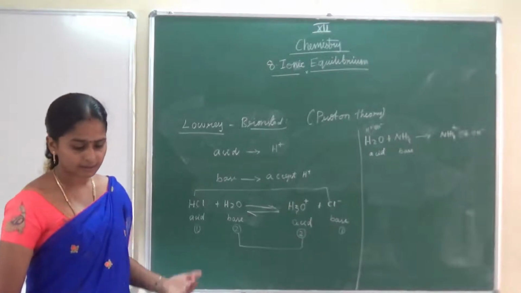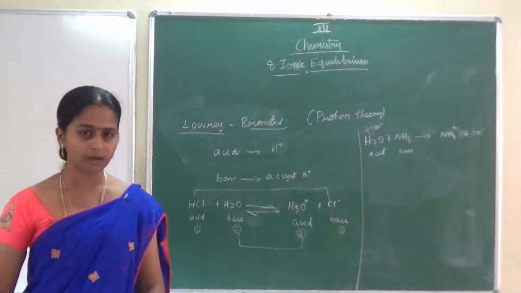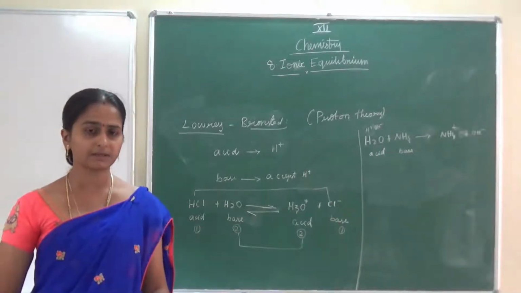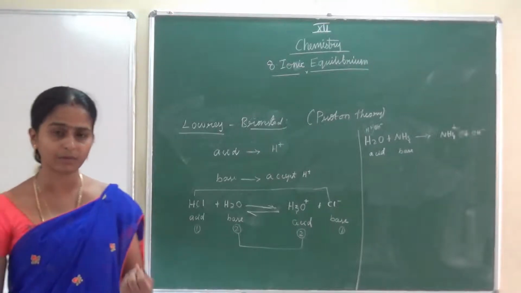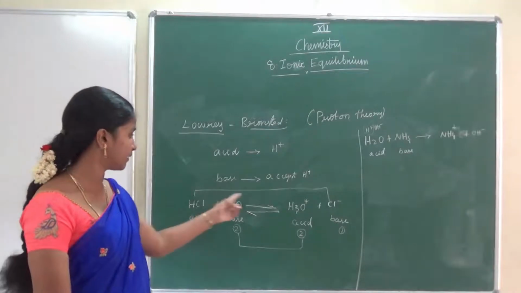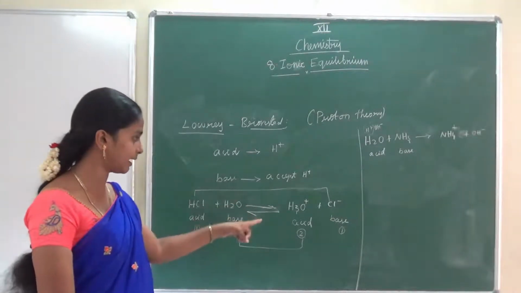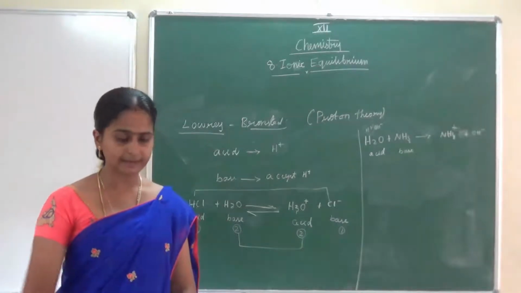This theory is the Lowry-Bronsted theory, or proton theory. According to it, any species which releases H plus is known as an acid. Any species which accepts the proton is known as a base. Then he gave another idea of conjugate acid-base, for the reverse reaction, the conjugate acid-base pair.